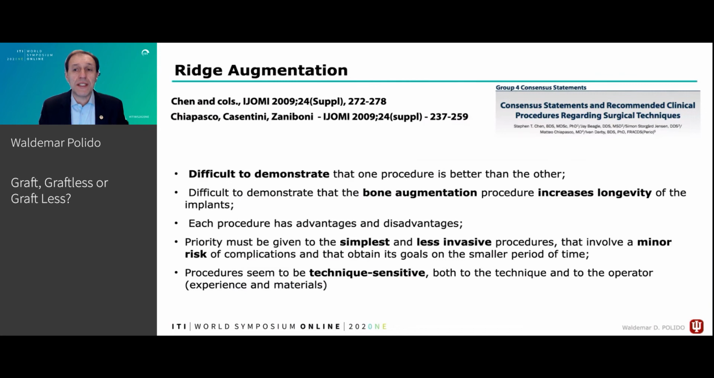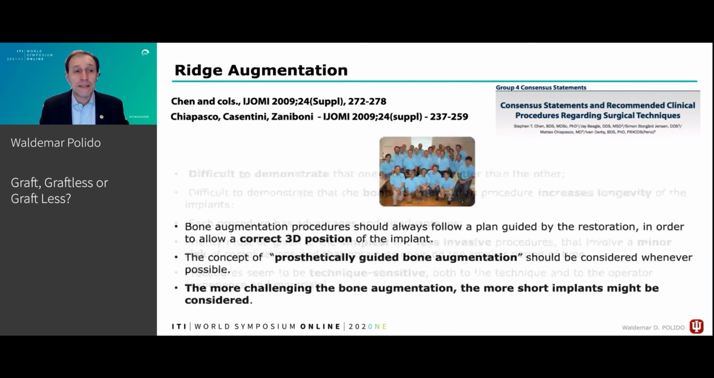The consensus statements from the ITI concluded in 2009 that it's difficult to demonstrate that one procedure is better than the other. It is difficult to demonstrate that bone augmentation actually increases longevity of the implant. Each procedure has advantages and disadvantages, and the key for us clinicians is to give priority to the simplest and less invasive procedure that involves the smallest risk possible. And they're all technique sensitive, meaning they're directly related to the experience and to the choice of materials that we make.